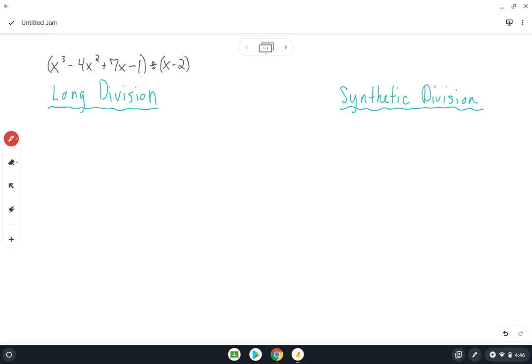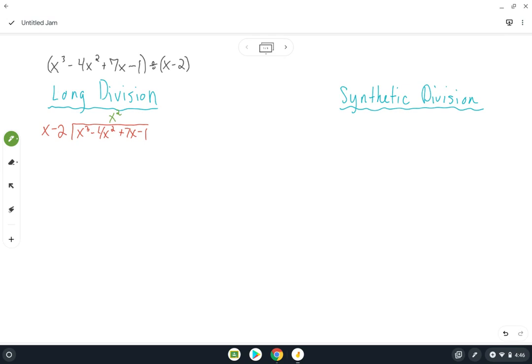So we want to divide x minus 2 into x cubed minus 4x squared plus 7x minus 1. All right, so we're going to assume some prior knowledge that you remember how to do long division with just numbers. And we're going to divide x into x to the third power. So x goes into x to the third power x squared times, right?